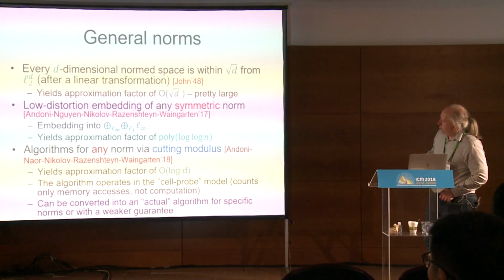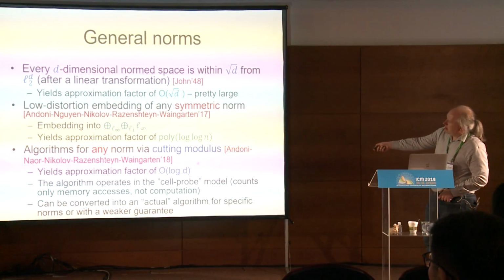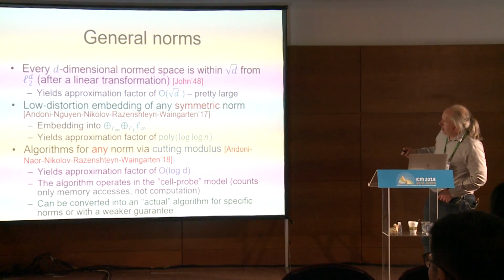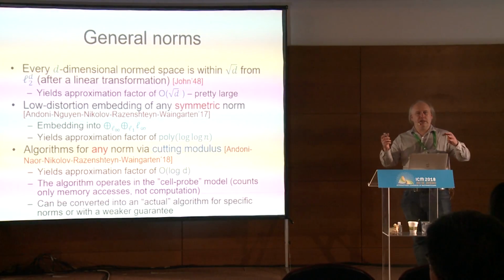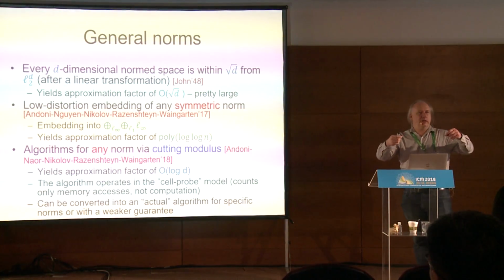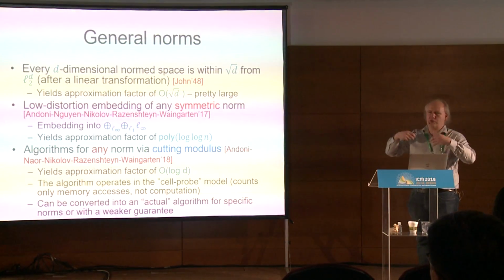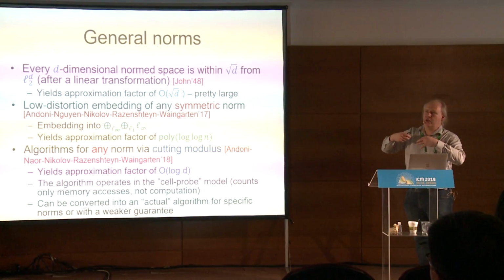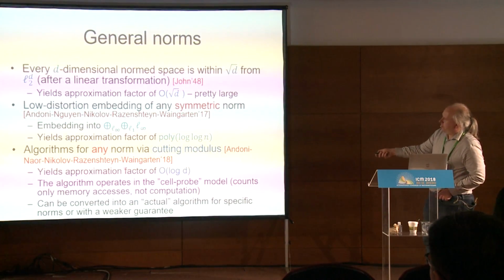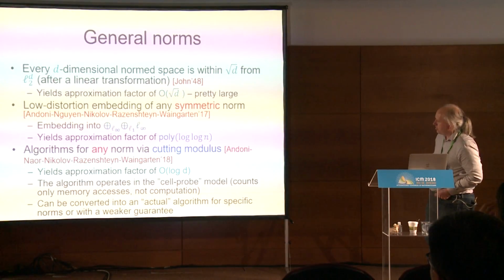Now, there is one important caveat, which is that this algorithm is more of a proof of existence. Because this algorithm operates in the so-called cell probe model, which means that we are accounting only for accesses to the data structures. We don't account for the time it takes to process what we get from these data structures. So this is more of a proof of existence than an actual algorithm.